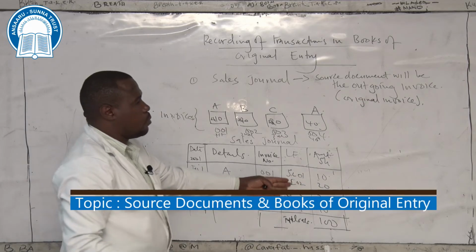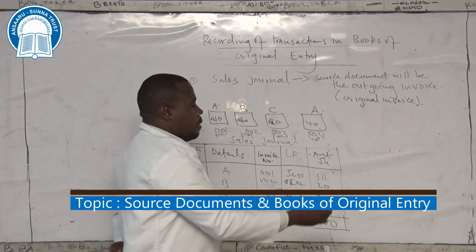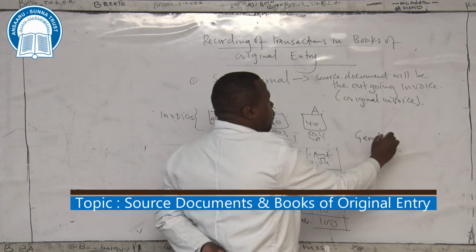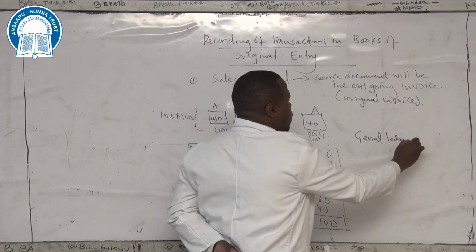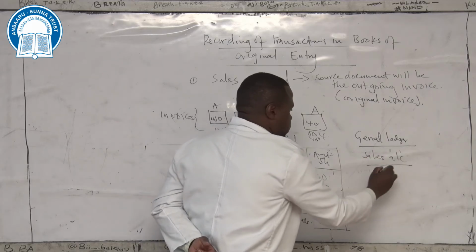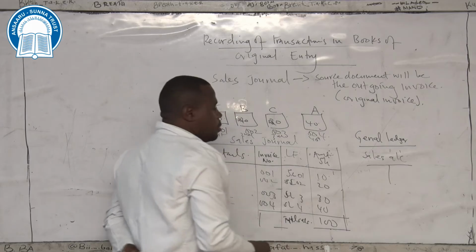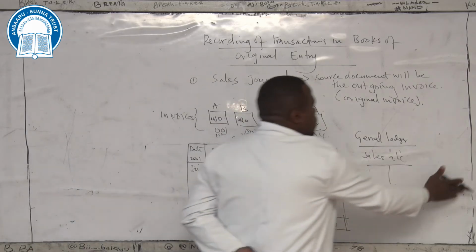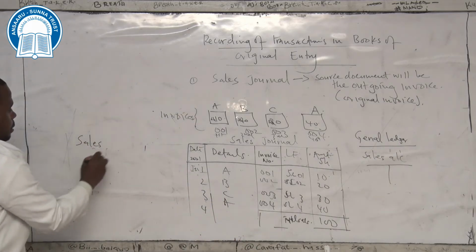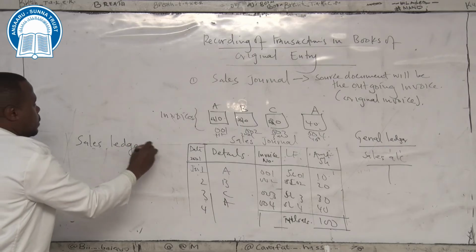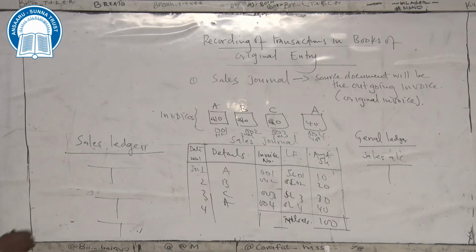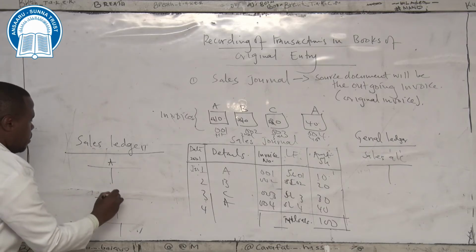Now for us to post it in the books of account, the books we can have will be found in different ledgers. So you'll have a general ledger, and in the general ledger we are going to have the sales account. Of course we also have the sales ledger. In the sales ledger, we'll have the accounts of each customer that was sold to. So here we have customer A, B, C.